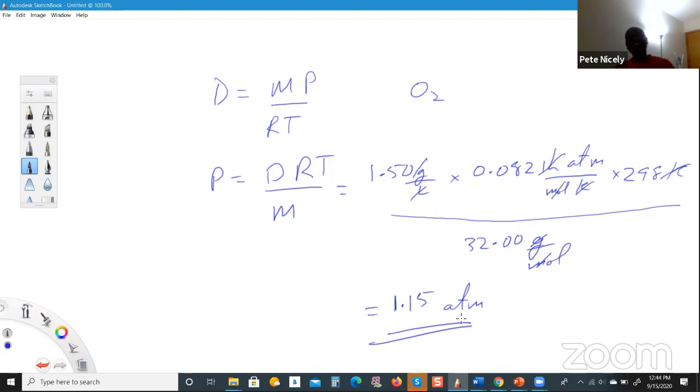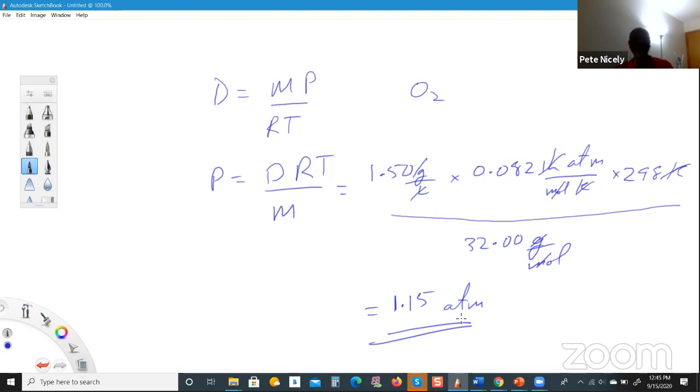So these are just different examples, basically using the same equations. But of course you have to know how to manipulate the equation, algebraically rearrange the equation to get what the question is asking for, and then you plug the numbers in.